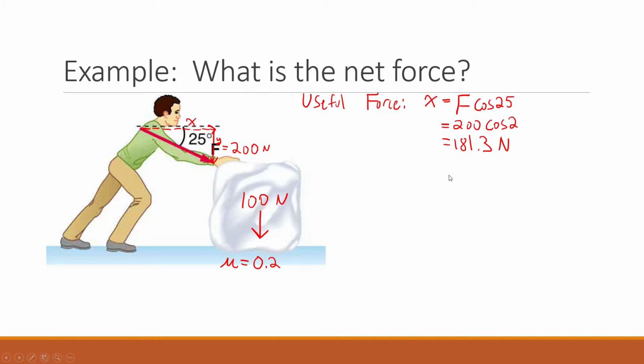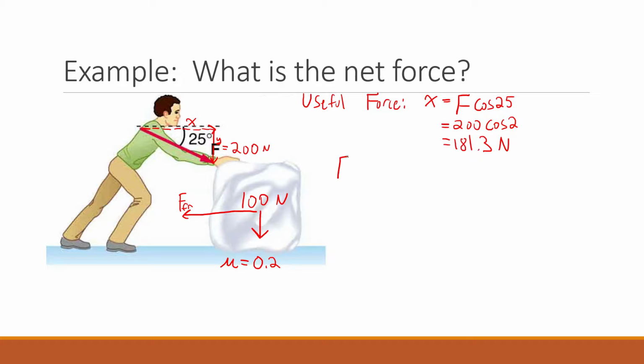Now you might think right away that, okay, if this is my useful force, that must be the net force, but you'd be wrong because we actually have a force of friction to worry about. So there will be some amount of friction pulling back this way. So there will be a force of friction opposing our 181.3 newtons. How big is that force of friction?